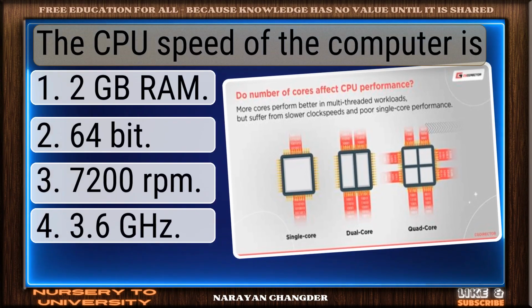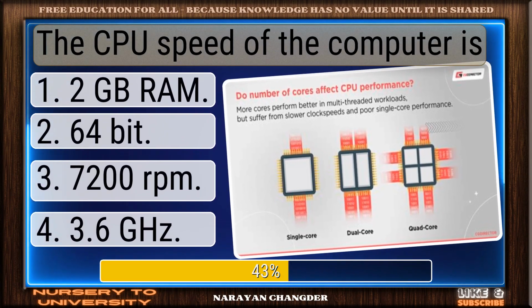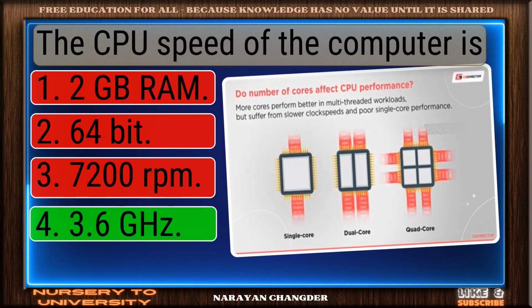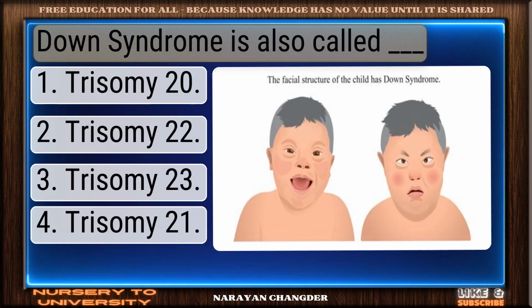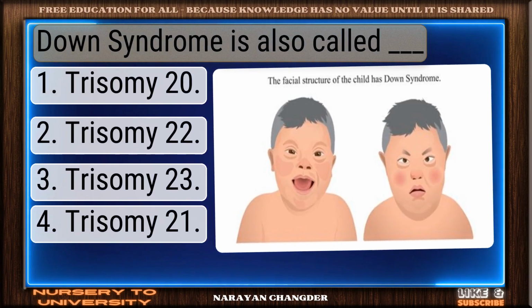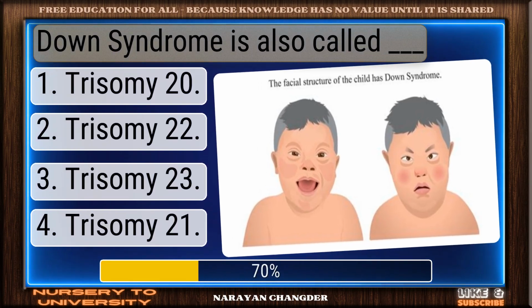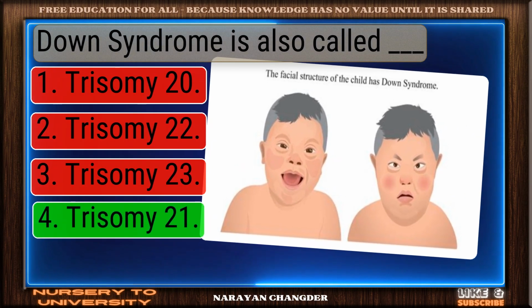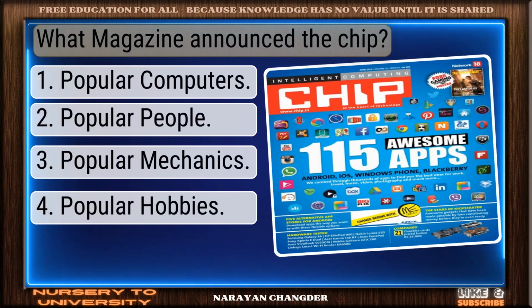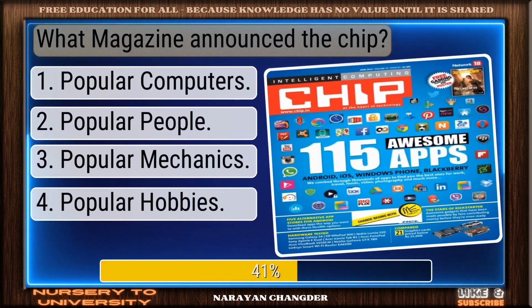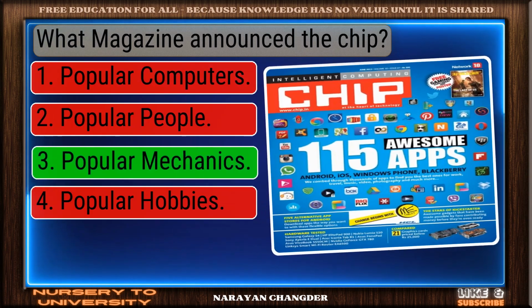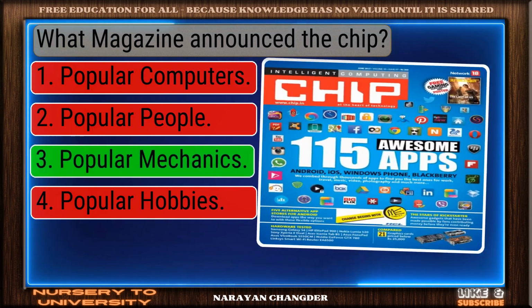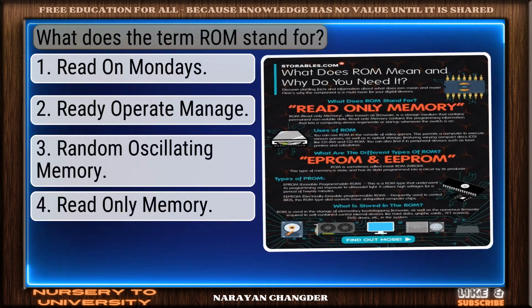The CPU speed of the computer is? Smart pick. 3.6 is correct. Down syndrome is also called dash. Strong choice. Trisomy 21 is right. What magazine announced the chip? Bravo. Popular Mechanics is the answer.